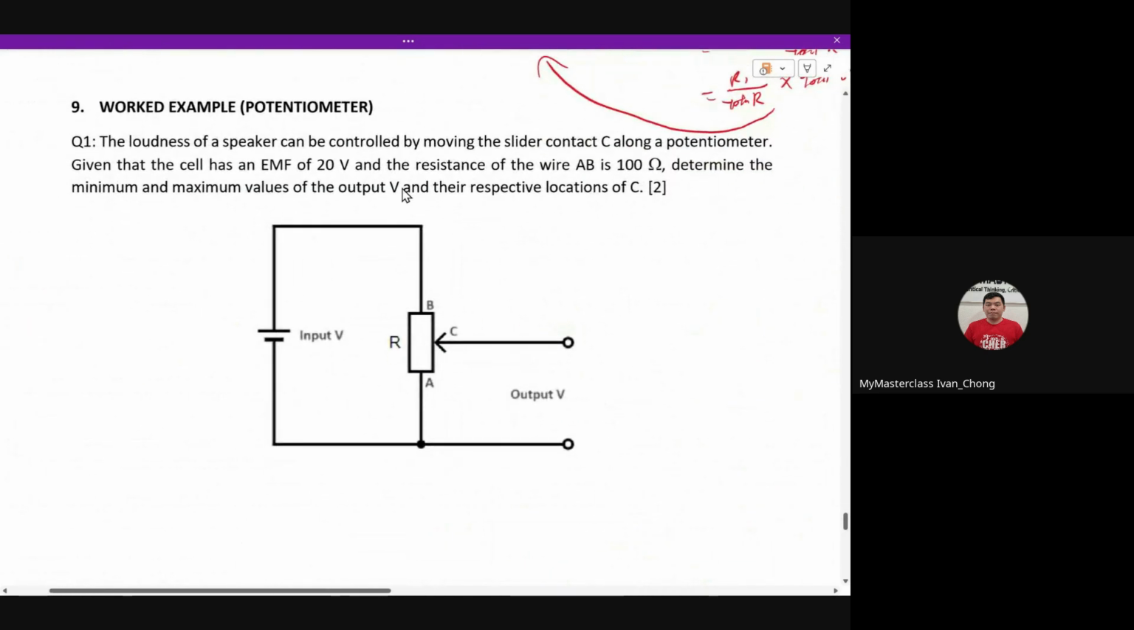Now over here, the loudness can be controlled. A potential divider is kind of like your control button. You can control how loud or how soft something is by sliding it along. So if you notice, my cell is 20 volts. Now I tell you that your resistance AB, the whole thing, is 100 ohms. Find the minimum and maximum of the output and where they would be.